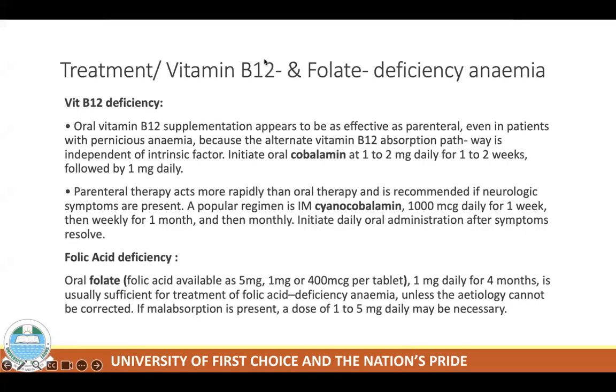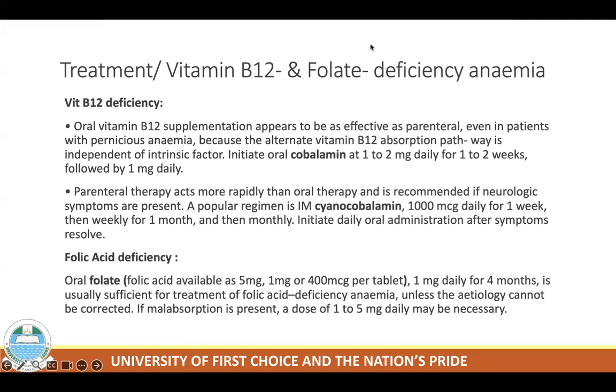Okay. 1 milligram daily for 4 months. But usually, like I said, 5 milligram is what's available locally, so there is no need to begin to look for 1 milligram or 800 micrograms. Just use the 5 milligrams.